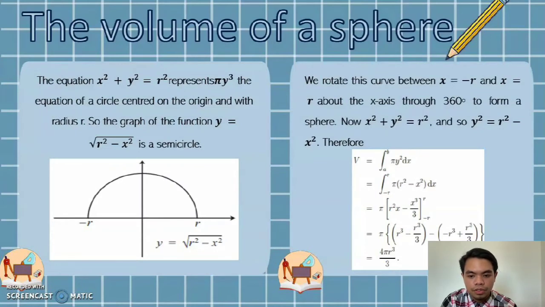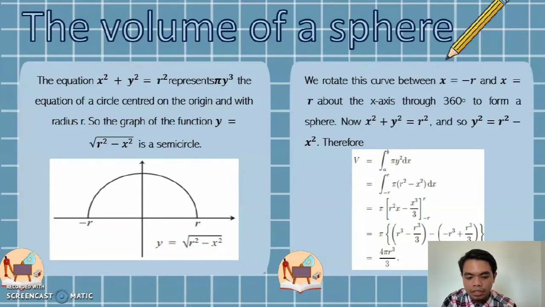The volume of a sphere. The equation x squared plus y squared equals r squared represents the equation of a circle centered on the origin with radius r. So the graph of the function y equals the square root of r squared minus x squared is a semicircle.